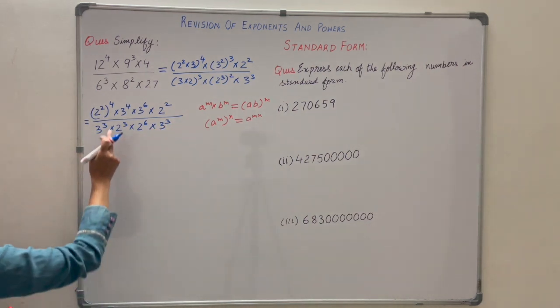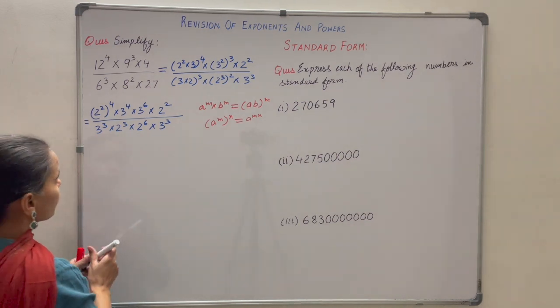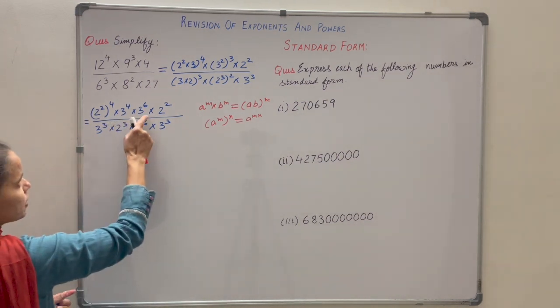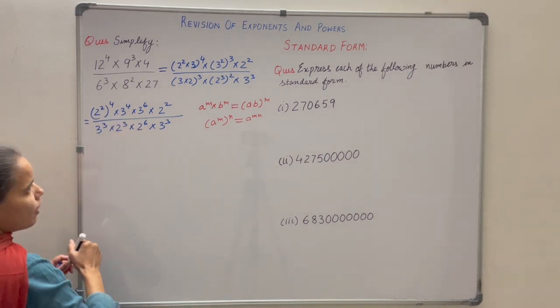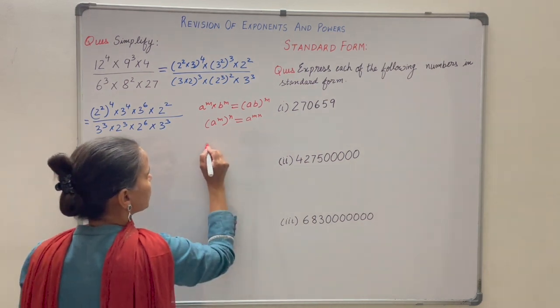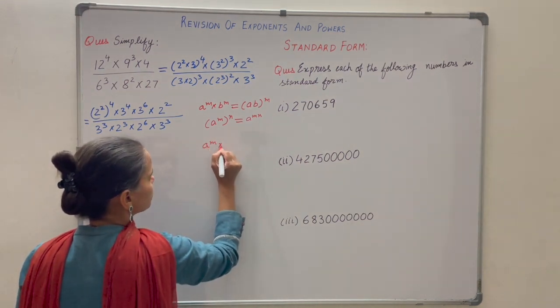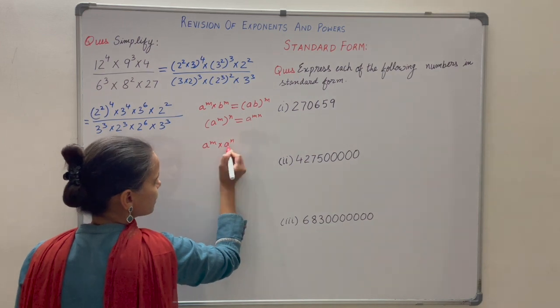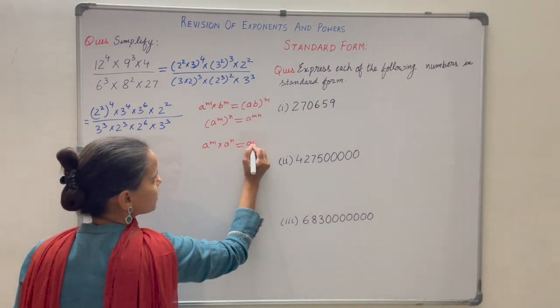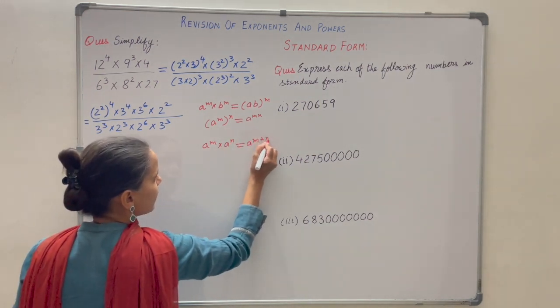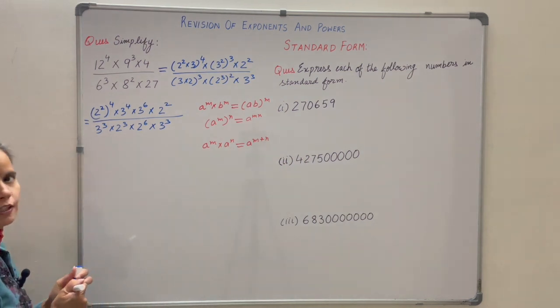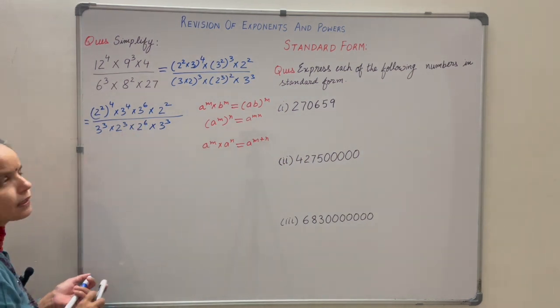So now I am going to use this law where the bases are same, because you can see the bases are same. Then you have to add the powers. So a raised to the power m into a raised to the power n. When the bases are same, the powers get added up: m plus n. So now let us apply this here.